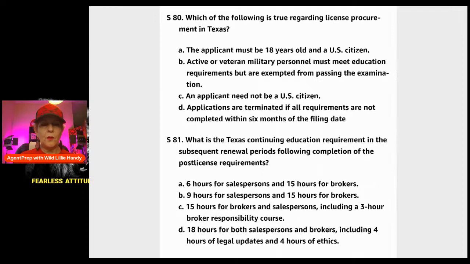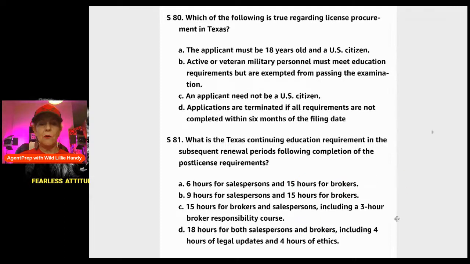81, what is the Texas Continuing Education, which we call CE, continuing education requirements in the subsequent renewal periods following completion of the post-license requirements? So remember, you get your license, then there's continuing education every 2 years, and the first 2 years you have post-license requirements, right? Those are 90 hours.